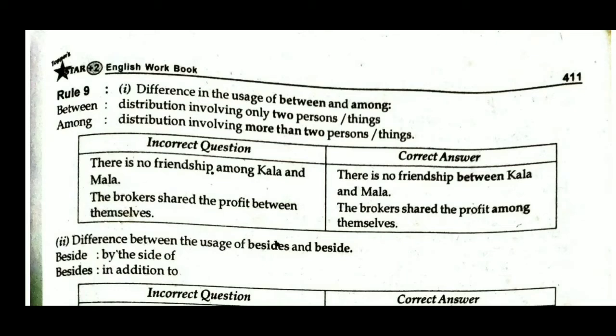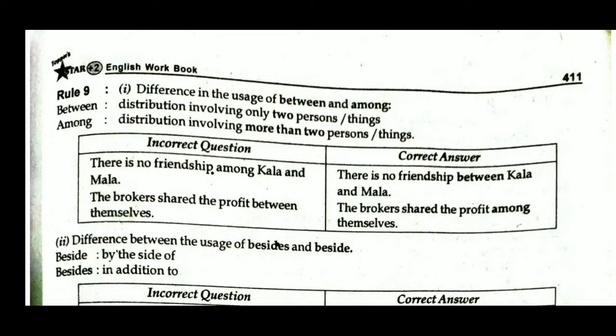Incorrect question: There is no friendship among Kala and Mala. So here we are talking about two friends, Kala and Mala. So we should not use among. So the correct answer is there is no friendship between Kala and Mala, because we are referring to only two persons or friends here.